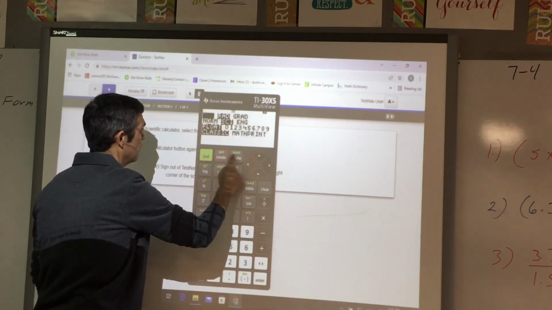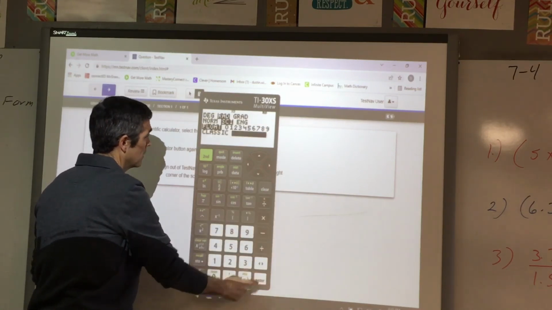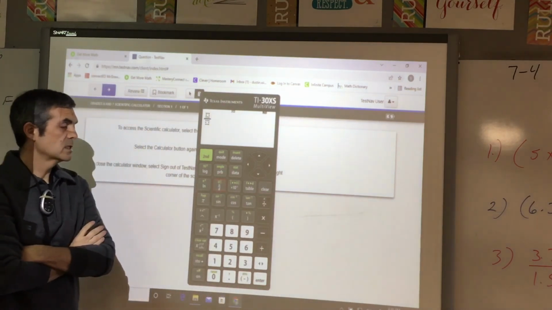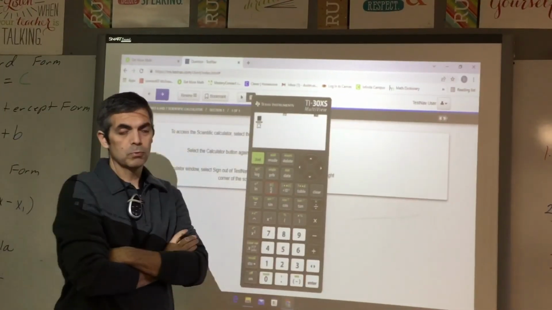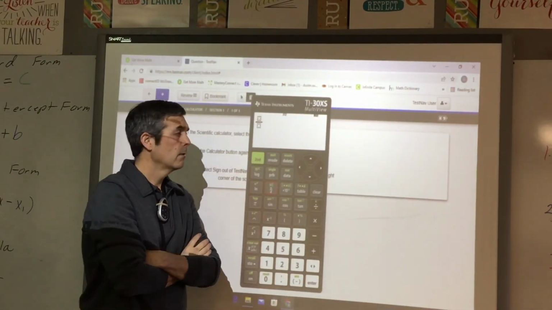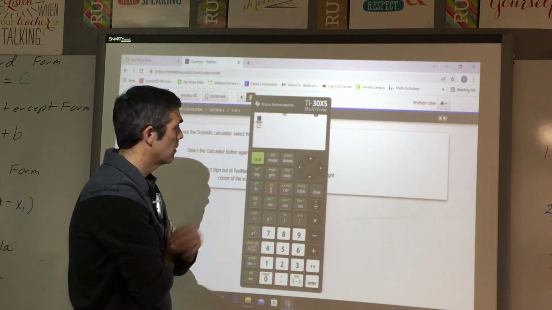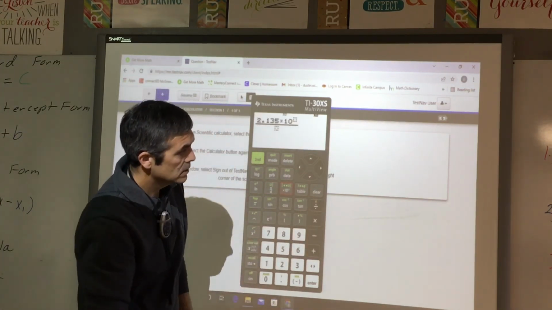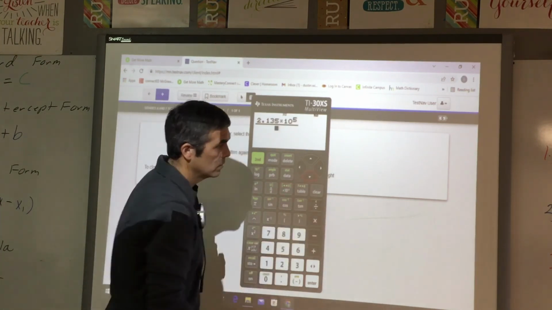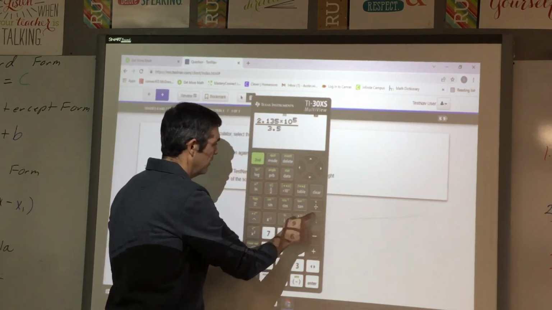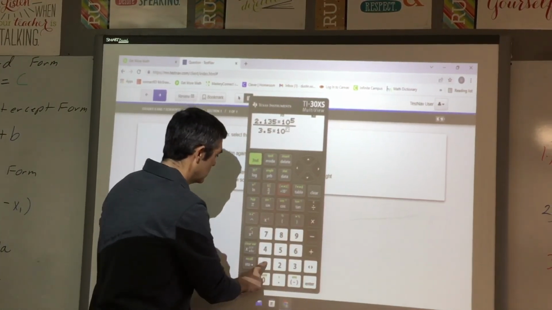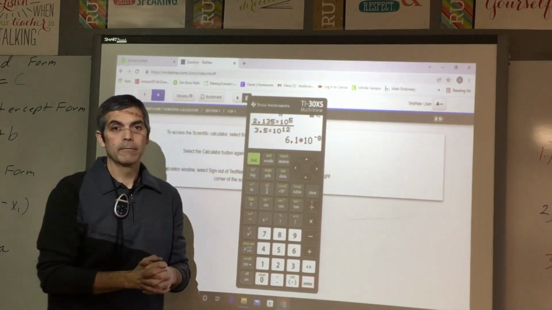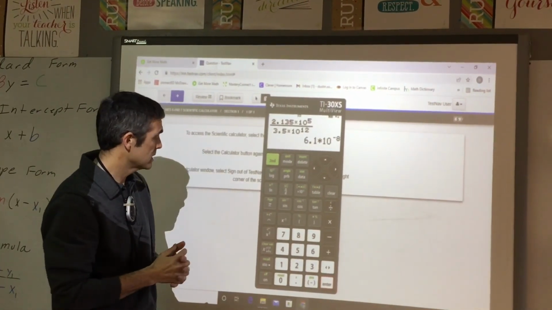Okay? So I would leave it in math print. Use this for your division. It's going to make it a lot easier, because if you forget to put the parentheses, it's not going to affect it. It just makes it much easier. So 2.135 times 10 to the 5th over 3.5 times 10 to the 12th, enter, and it makes it a lot cleaner. That's how I do that.